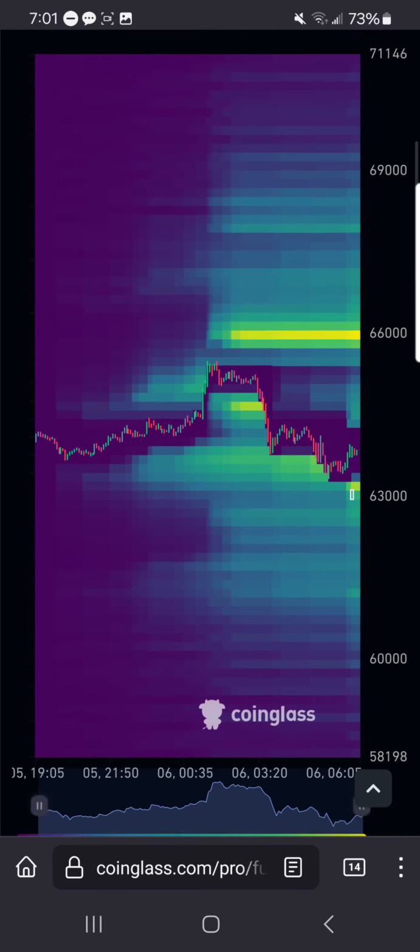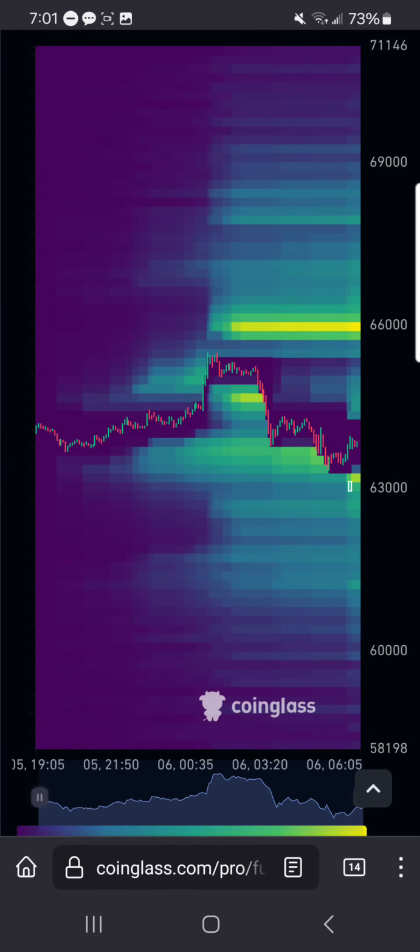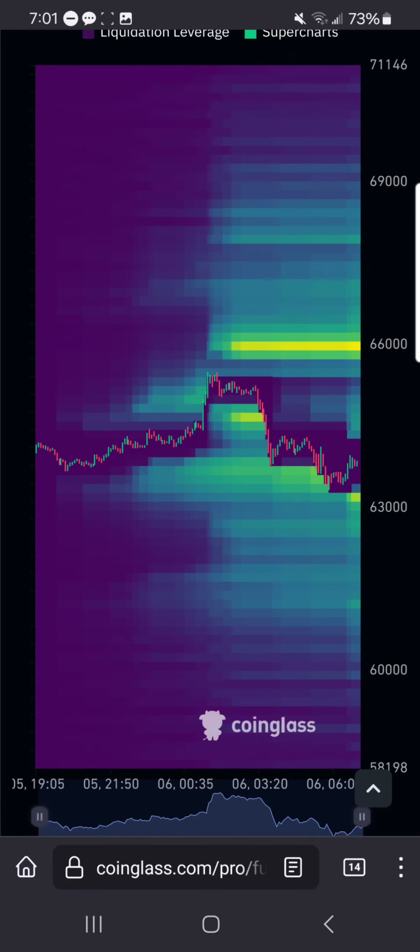Now you see some yellow down here forming at just above 63,000. So yeah, could we come back down and liquidate those guys? It's a good potential we do that. But we may also just be too darn bullish to do so. So you never know, but there is that potential there.